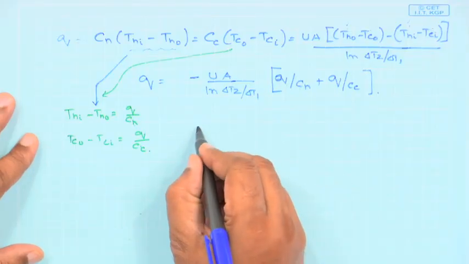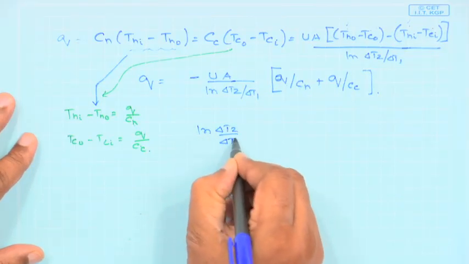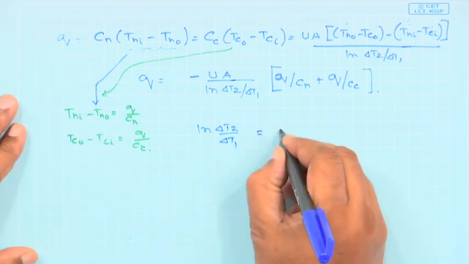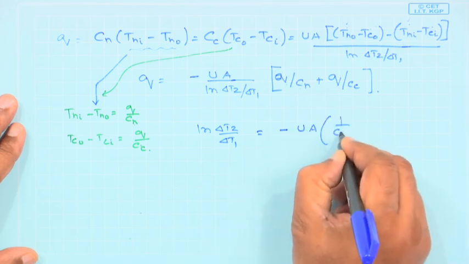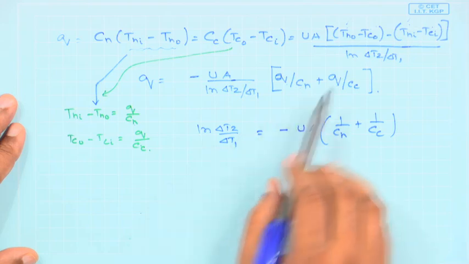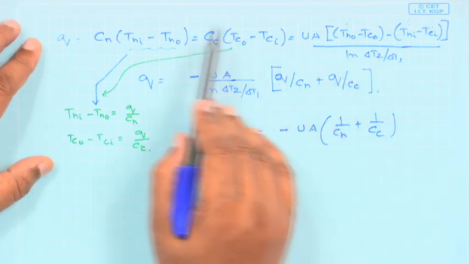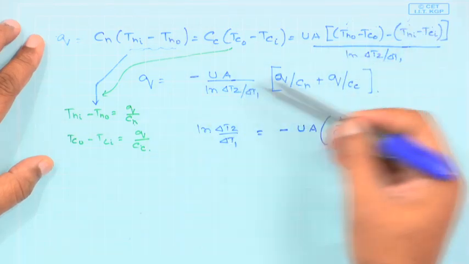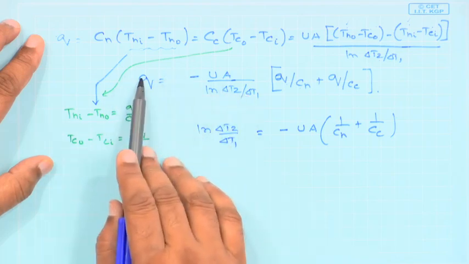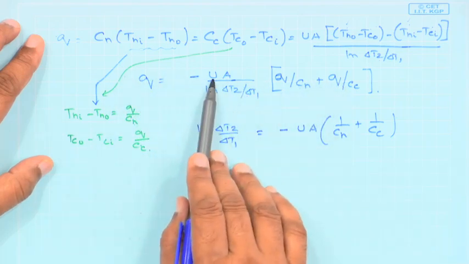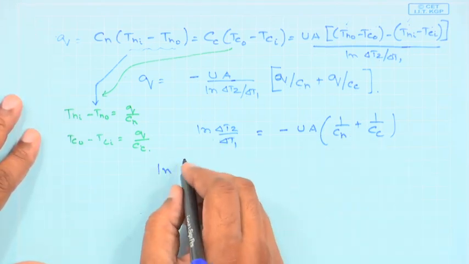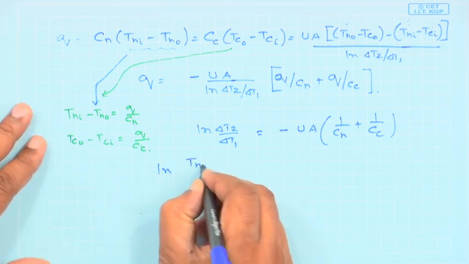So, when you come back to this once again, ln delta T2 by delta T1 can be written as minus UA times 1 by Ch plus 1 by Cc. If you look at this one, I will bring this over to this side. So, this becomes ln delta T2 by delta T1, and when I bring it to this side, the Q will cancel from all sides and I have minus UA times 1 by Ch plus 1 by Cc, for the parallel flow, when I express it in terms of the differences.